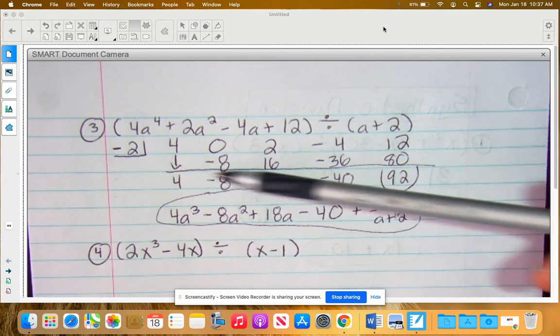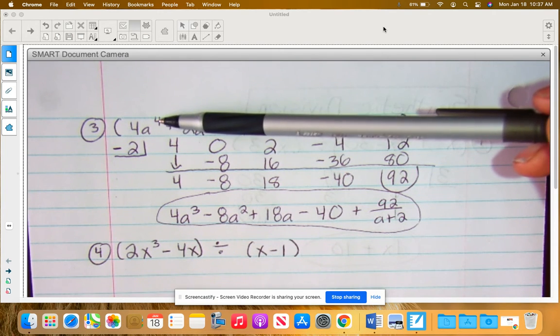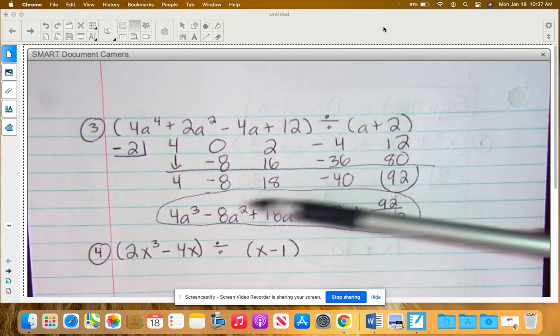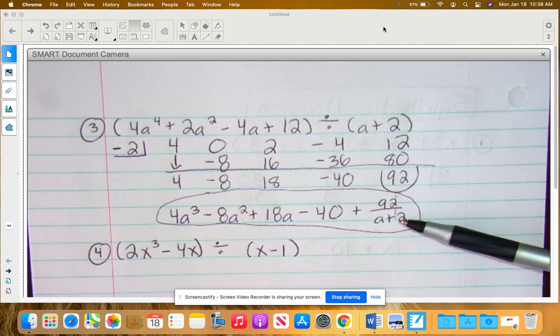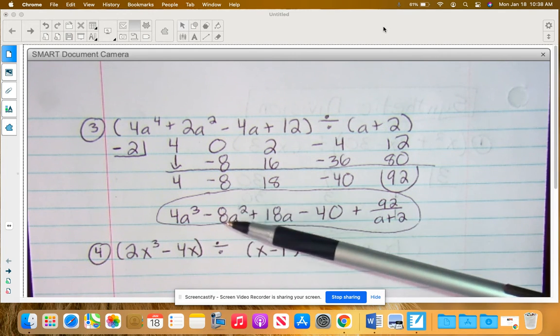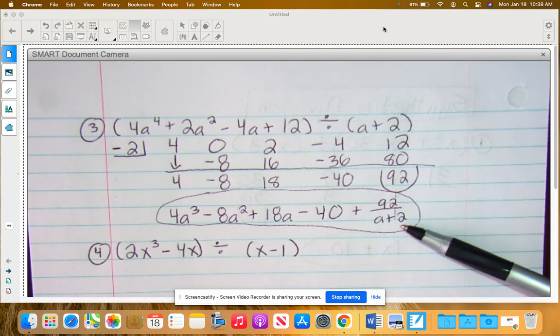Once you have your numbers, you write your final answer 1 exponent, 1 degree below where you started from. So we started a to the fourth power. So we start our answer a to the third, and then you go all the way down in order until you get to your remainder. So my answer for this one is 4a to the third minus 8a squared plus 18a minus 40 plus 92 over a plus 2.